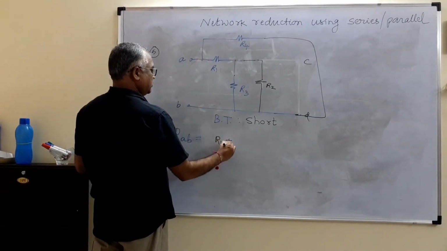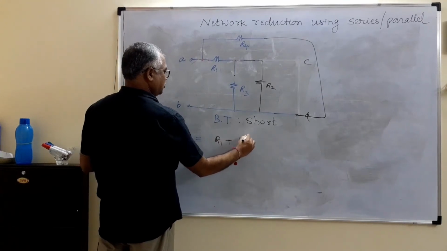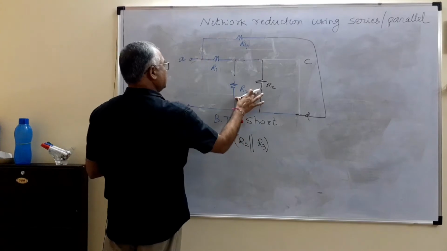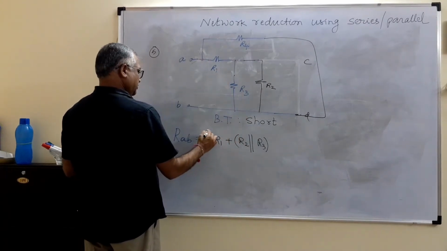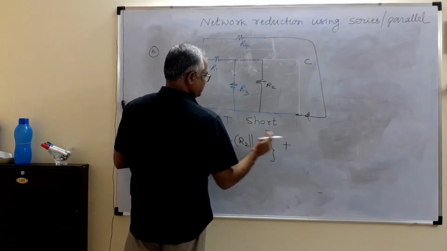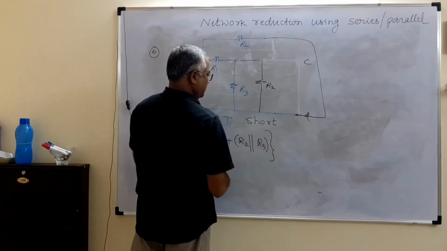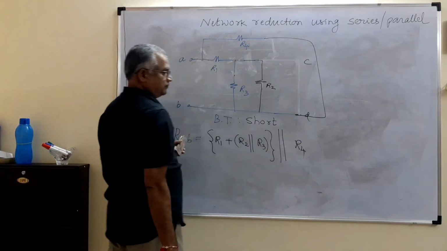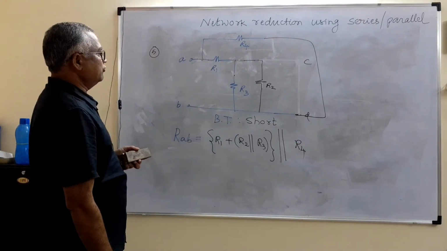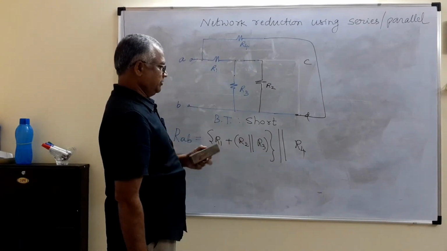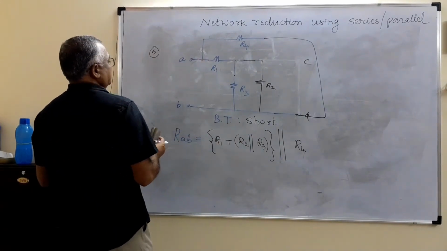So R1 plus R2 parallel with R3. These two parallel, series with R1. This total value is parallel with R4. So this is a little bit complicated. Carefully observe. Bridge T.